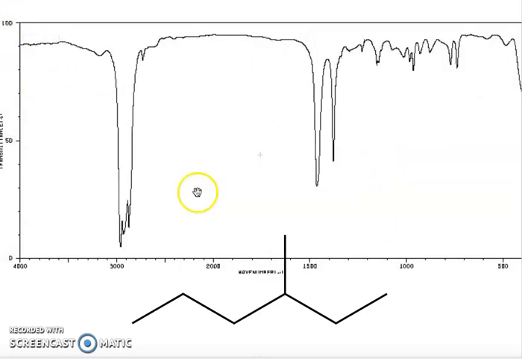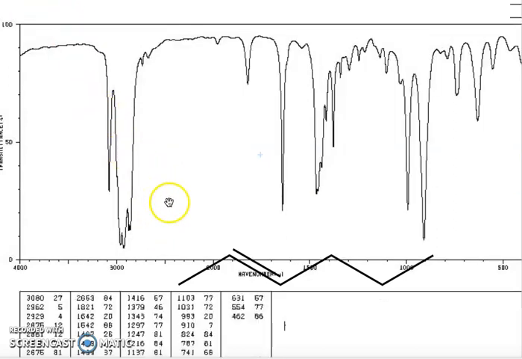If we look at a simple alkane with no other functional groups in it, like this 3-methylhexane, what you're going to see primarily is this peak right here. This peak right here is from C-H bonds. In particular, this peak right here, just below 3000, is from a hydrogen on a carbon that has all single bonds. So it's sp3 hybridized, not sp2 hybridized. There's no double bond here. It's a single bond.